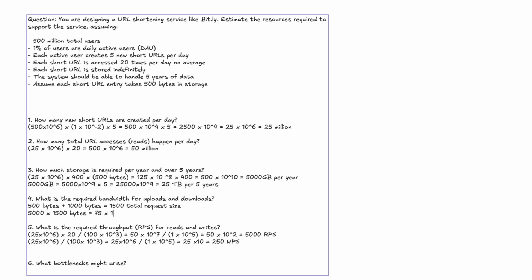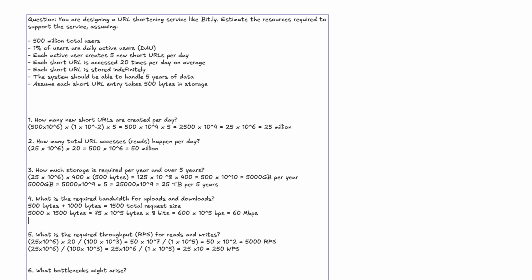75 times 10 to the 5th bytes. Or we know that 1 byte is 8 bits, and bandwidth is calculated in bits per second. So we have 75 times 8 times 10 to the 5th bits per second. And this is going to be equal to 600 times 10 to the 5th bits per second. Or we can also write this as 60 megabits per second.